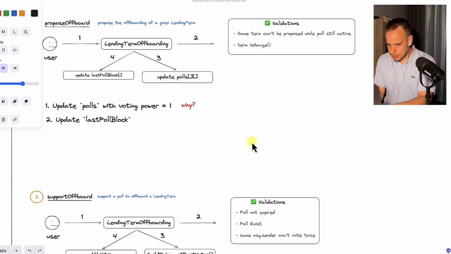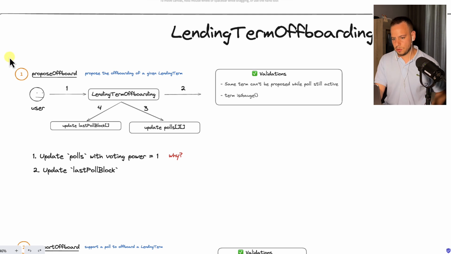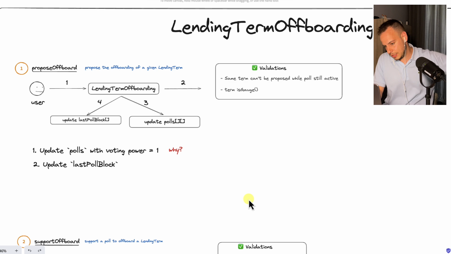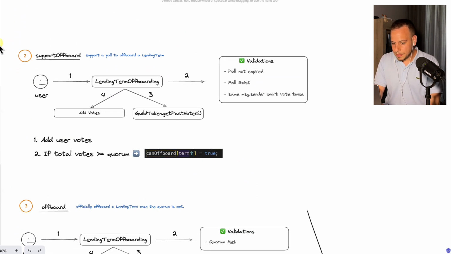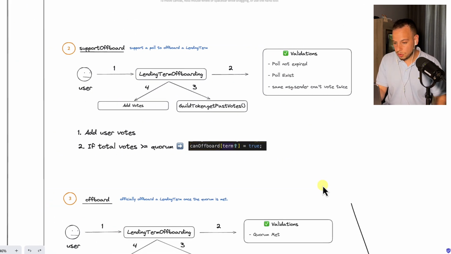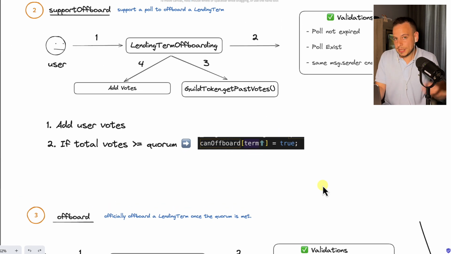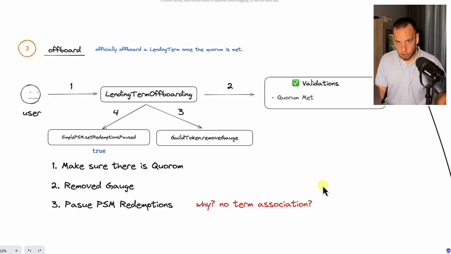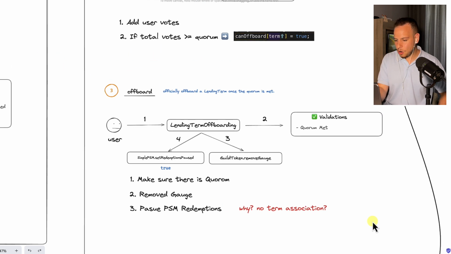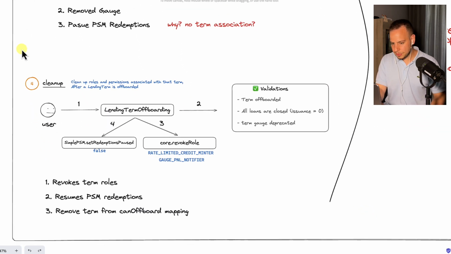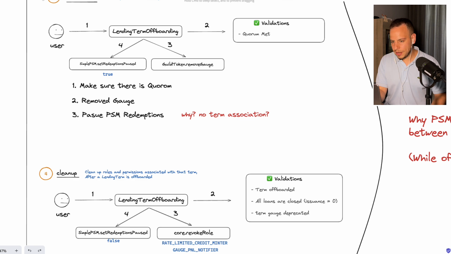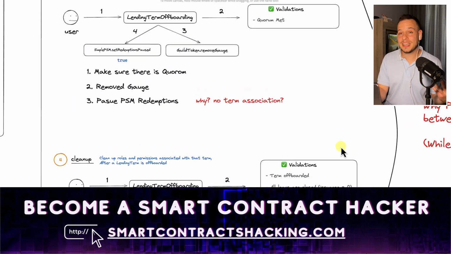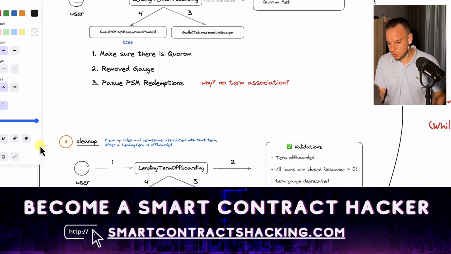How it works. Let's look at the smart contracts. It will be easier. So first we propose offboard. We say we want to offboard this lending term ABC, right? Then people can support this offboard. They can vote for it over here. So anyone with a guild token can support this vote for it. And if we got quorum, which is 10 million tokens, then we can call offboard, and then automatically it's being removed. Now, between offboard, we have some time that something happens, and then we call another function called cleanup.